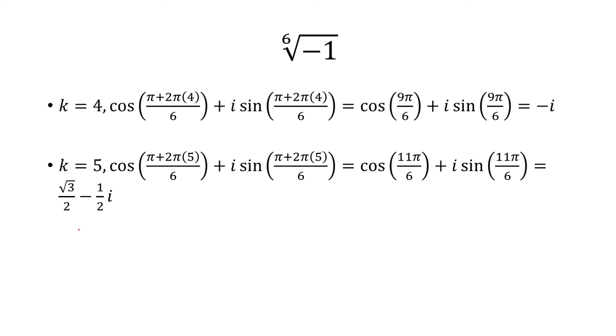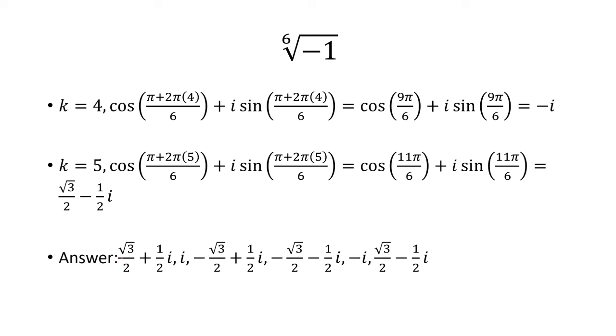Okay. So remember, we have to go from 0 all the way up to n minus 1, which for us was 6 minus 1, or 5. So we're done here. And we say these are our answers. So there's 6 roots here. There's 1, 2, 3, 4, 5, and 6.